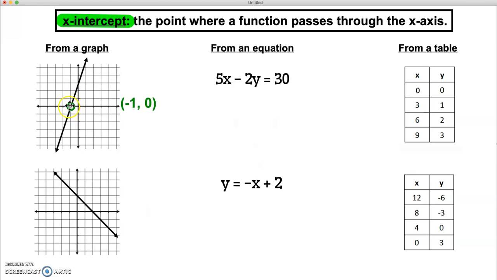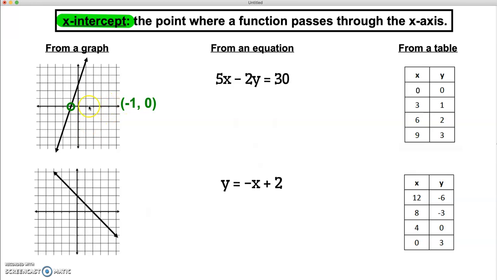So here we have an x-intercept of -1, 0. That's where this linear function crosses the x-axis. Notice in the point that the y value is 0. Anywhere on the x-axis, the y value is going to be 0. This important fact is going to help us when we are trying to find the x-intercept from an equation.